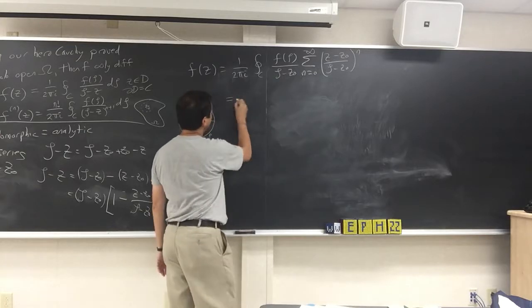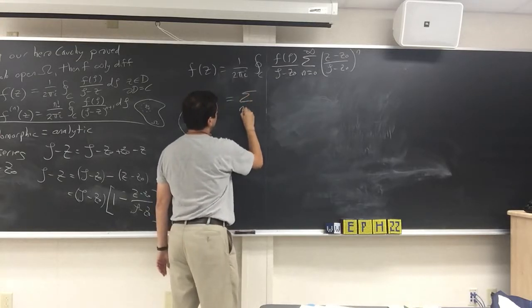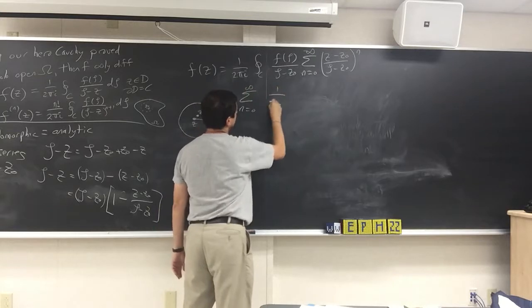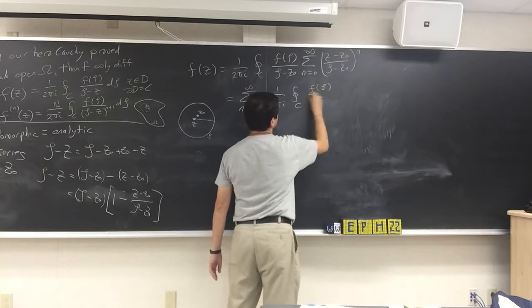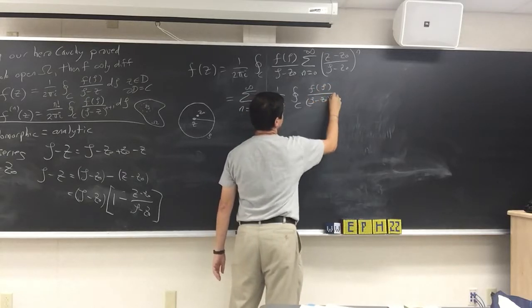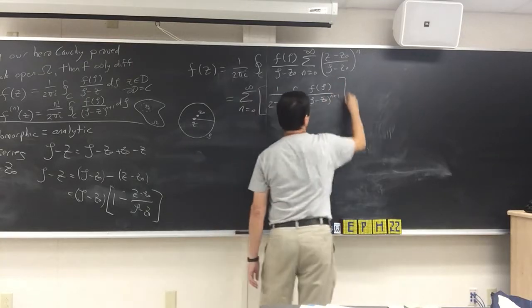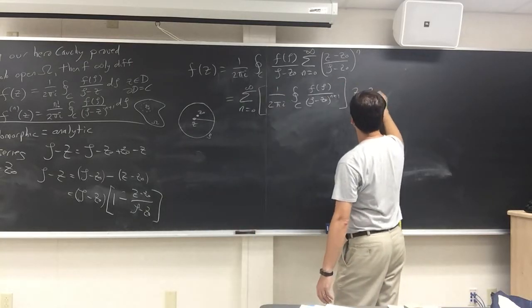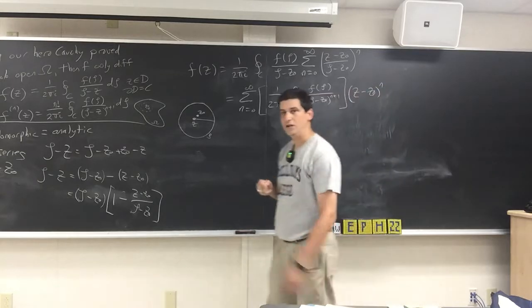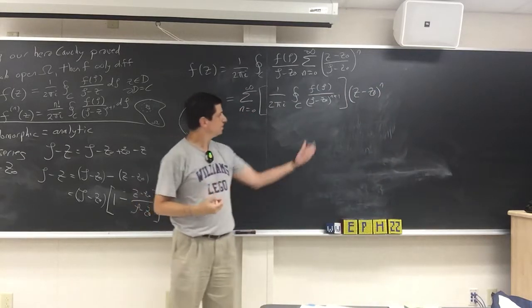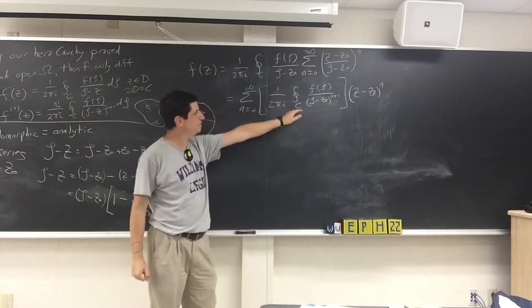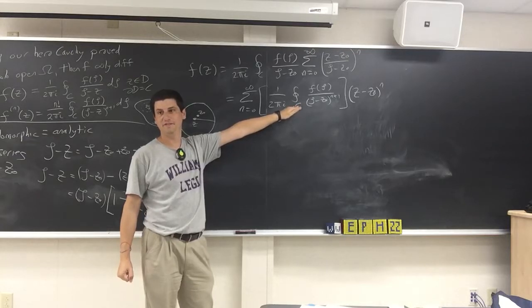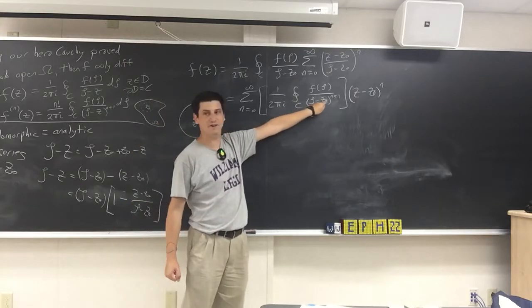We can interchange. And now we get the sum, n goes from 0 to infinity, of 1 over 2 pi i, the integral over c of f of zeta over zeta minus z naught to the n plus 1, and then we'll put over here the z minus z naught to the n. And you can really see the Taylor series emerging now. Well, we actually know what the bracketed quantity is. That's just the nth derivative. The nth derivative where? At z naught, because we have a z naught down here.